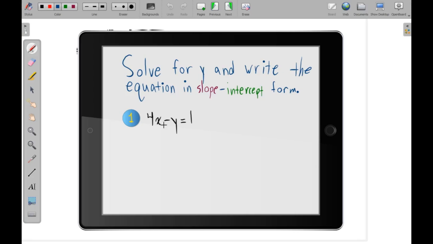So we're going to first split our equal sign, draw a line through our equal sign, and we're going to get the y by itself. That's our goal.